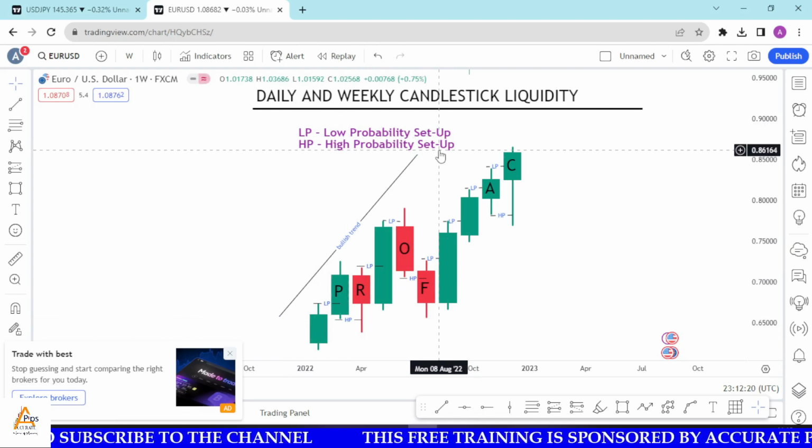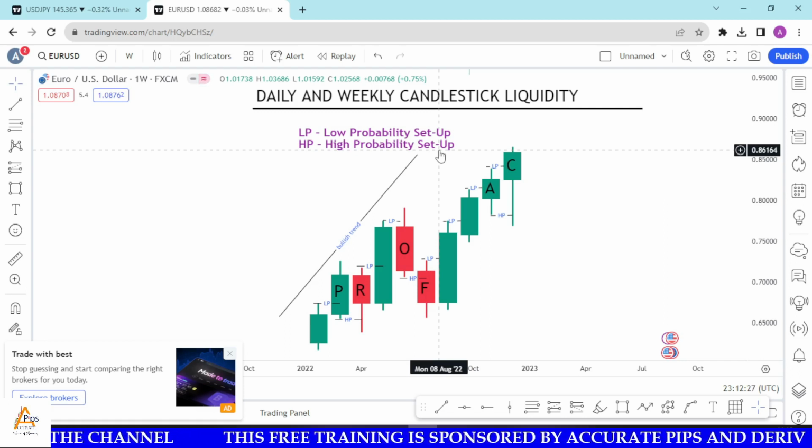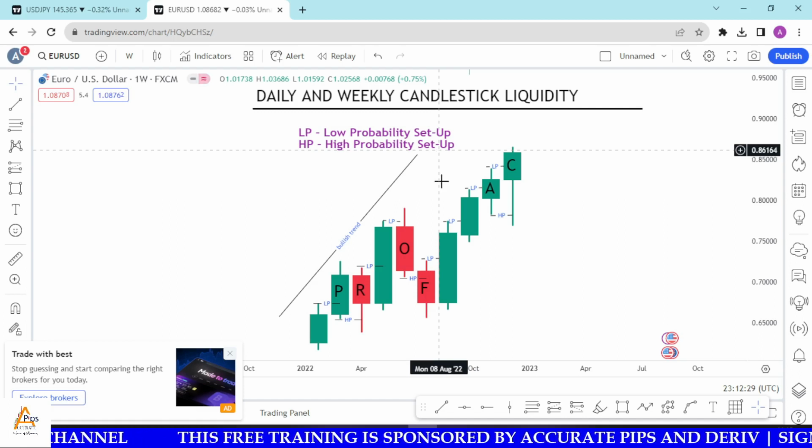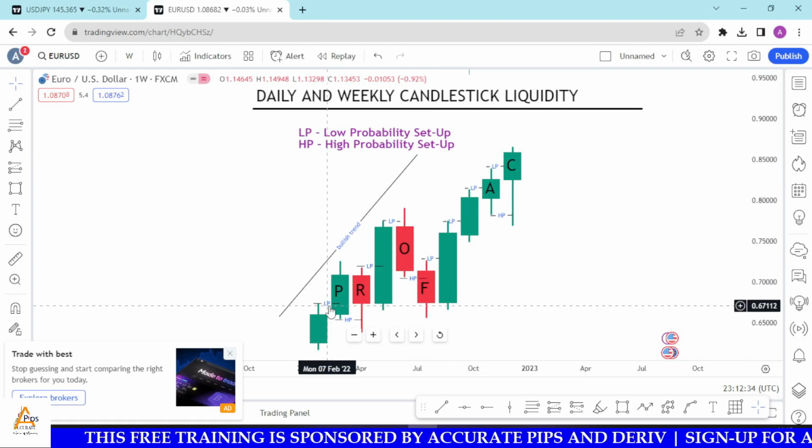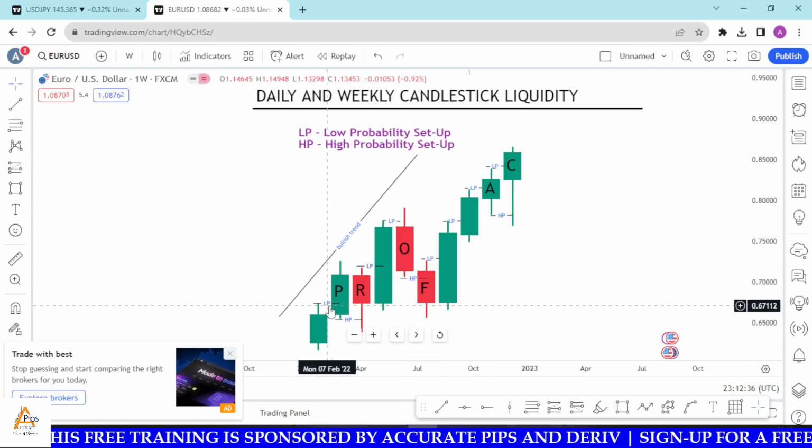So let's say we are in a bullish trend. Let's look at a bullish trend example. Let's say, for instance, the market breaks the high over here, in a bullish trend, of the previous day.